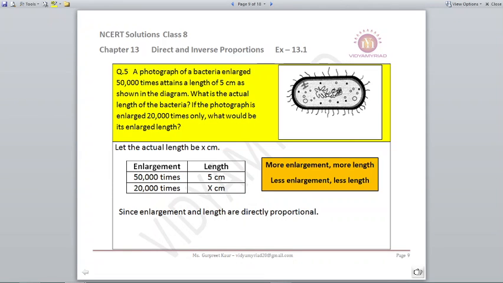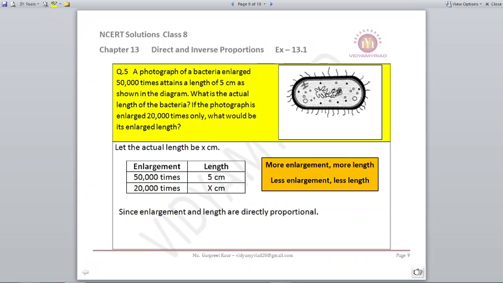Question number 5. A photograph of a bacteria enlarged 50,000 times attains a length of 5 centimeters as shown in a diagram. What is the actual length of the bacteria if the photograph is enlarged 20,000 times only? What would be its enlarged length? Now here there are two cases, one is enlargement and the other one is the length. When it was 50,000, then the length was 5 centimeters. Now when it is 20,000 times, then what is the length? We need to find out.